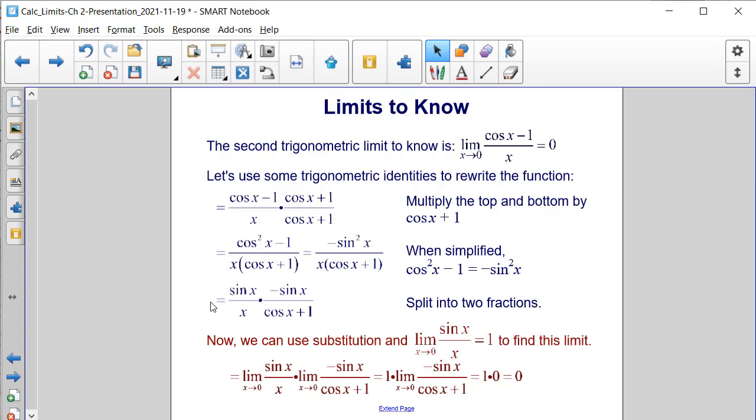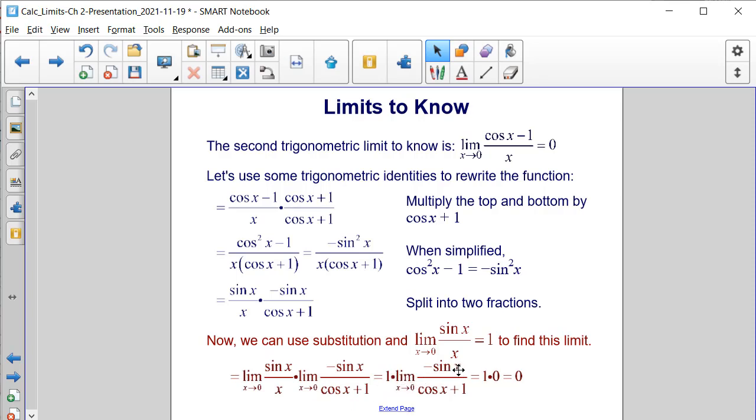So we can rewrite the first factor in our product expression as the limit of sine of x divided by x as x approaches 0 times the limit of negative sine of x divided by the quantity cosine of x plus 1 as x approaches 0. We know that this first limit is equal to 1, so we can put that in there, and then we can actually take this limit.